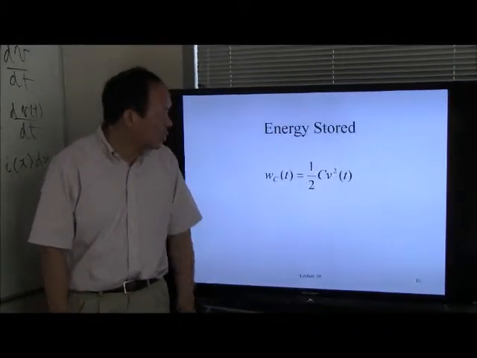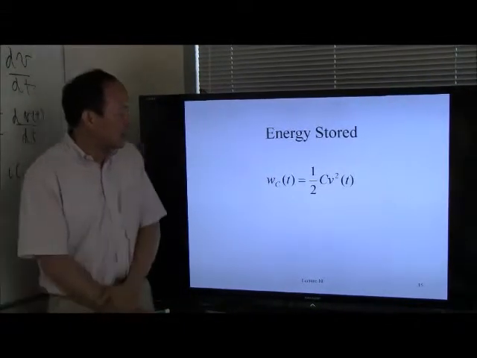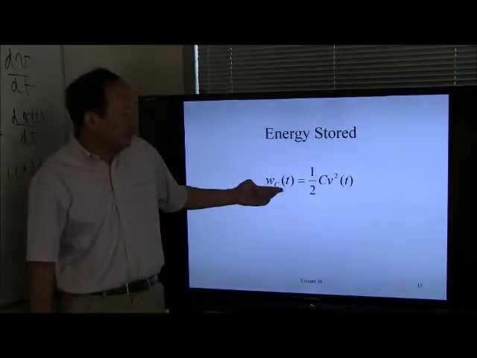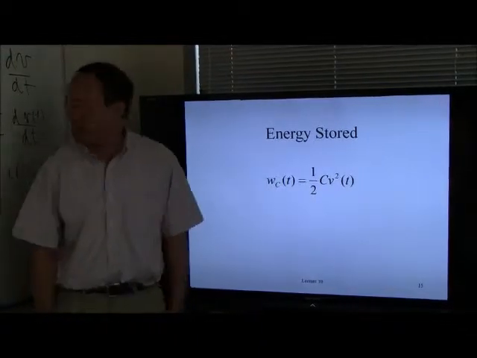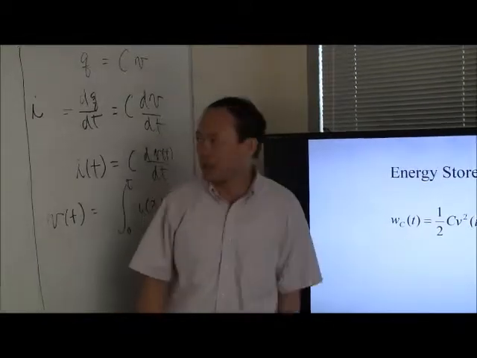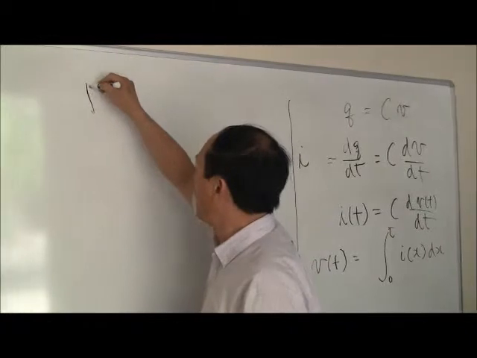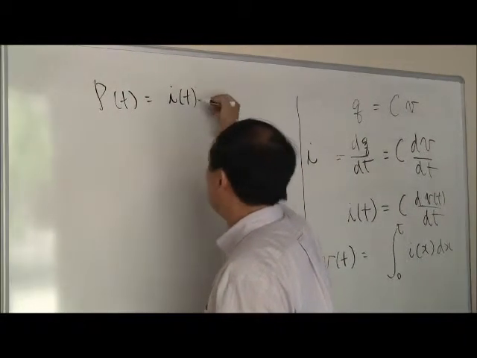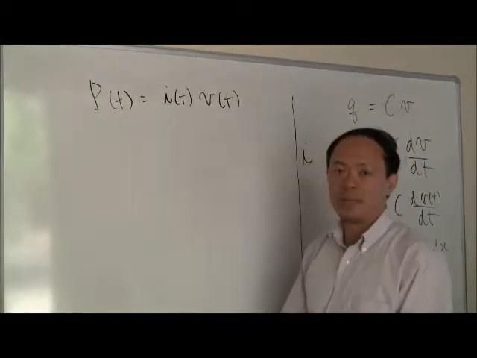Now, we are going to look at energy stored. As we pointed out earlier, W, the work or the energy stored in the capacitor, is equal to 1/2 C V squared of t. So we're going to derive this particular equation. What we know before is that power as a function of time is equal to I, the current, times V at time t.